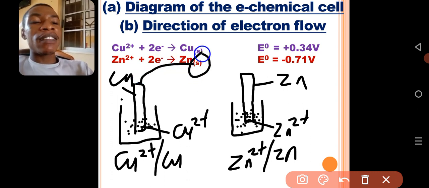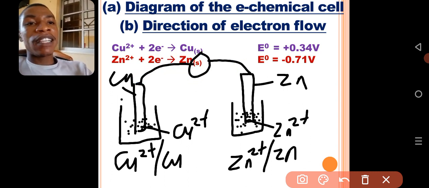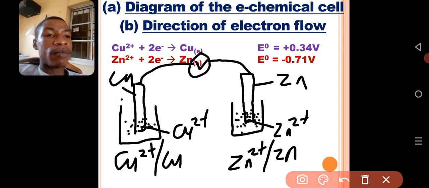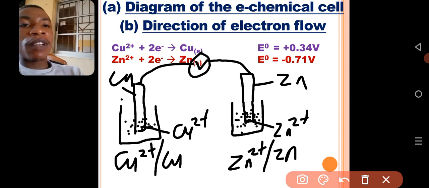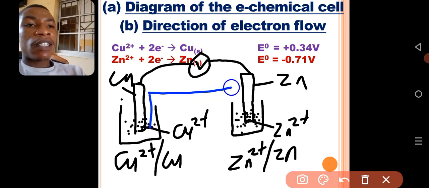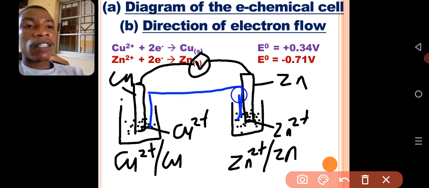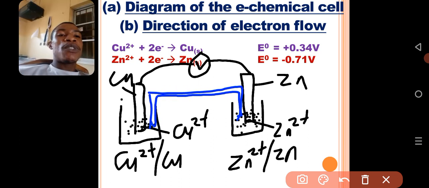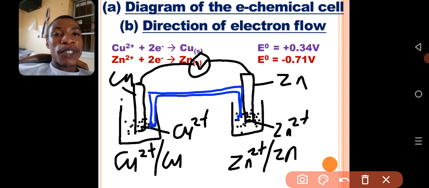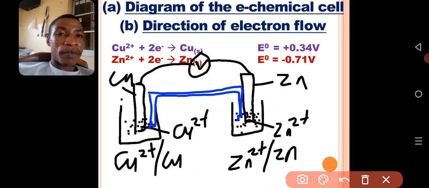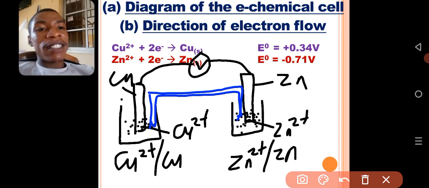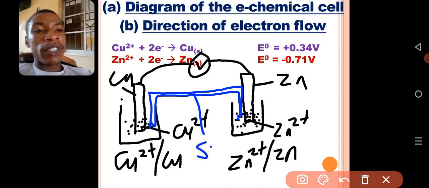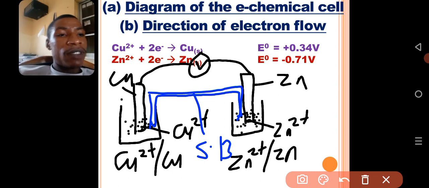You can put a voltmeter there, right? Then you join them by a salt bridge. Let me use a blue one for the salt bridge. Can you see that? So you know what a salt bridge is. So that's the structure of the electrochemical cell. You label this as your salt bridge. That's your salt bridge. Good.